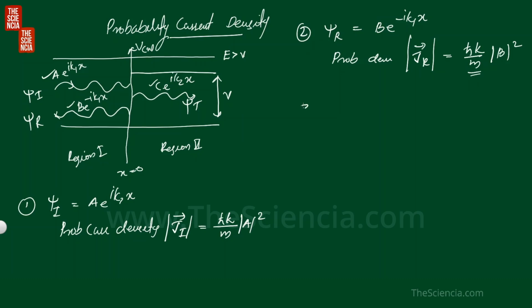And the third one, psi t, the transmitted wave function, is c e raised to i k2x, and here we can find the probability current density Jt, which is equal to h cut k2 by m into mod c square. So these are the probability current densities of the incident wave, reflected wave, and transmitted wave in the case of a step potential. Reflection and transmission coefficient.